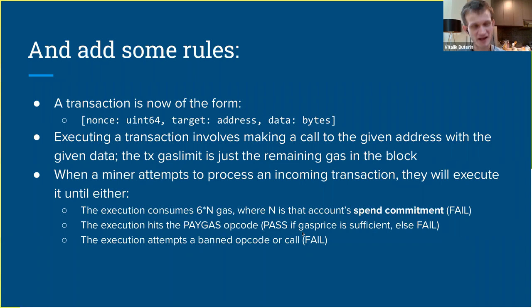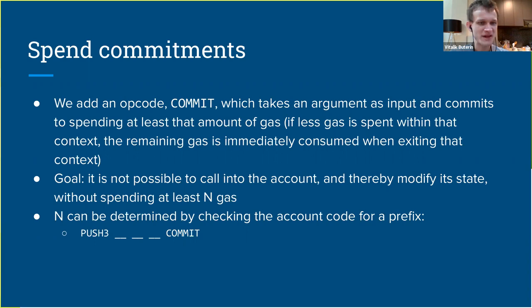So, spend commitments. Basically, the idea here is that we add an opcode that we can call commit that takes an argument, which is just a gas amount as input, and it commits to spending at least that amount of gas within the current execution context. And if less gas is spent within the context when the execution exits the context, then the remaining gas just gets immediately burned. So the idea with this is basically to establish an invariant that says it is not possible to call into the account and modify its state without spending at least that amount of gas.